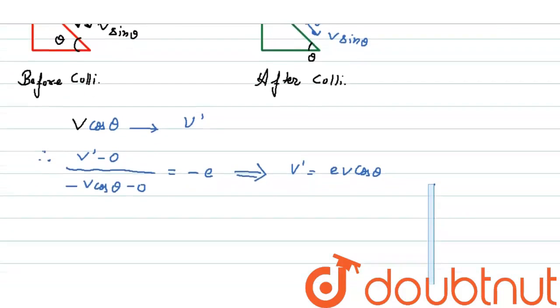Now, as the ball moves in the horizontal direction after the collision, it makes an angle theta with the inclined plane. Therefore, tan theta will be v dash by v sin theta. This tan theta value comes from the figure.